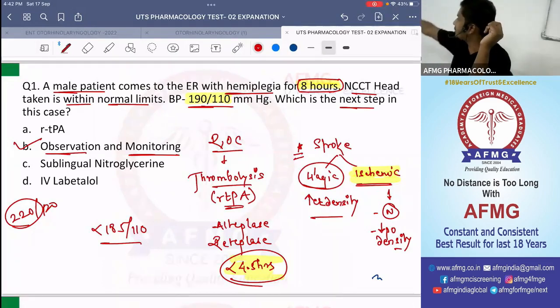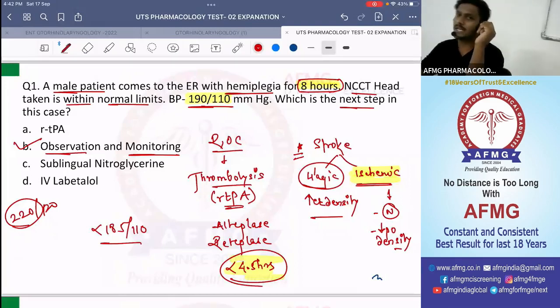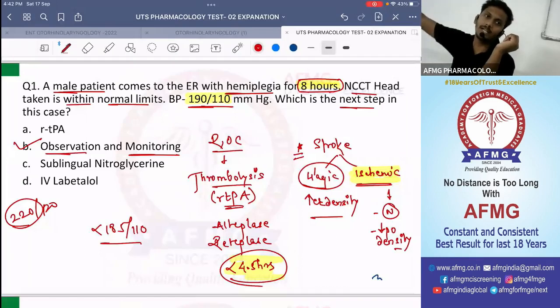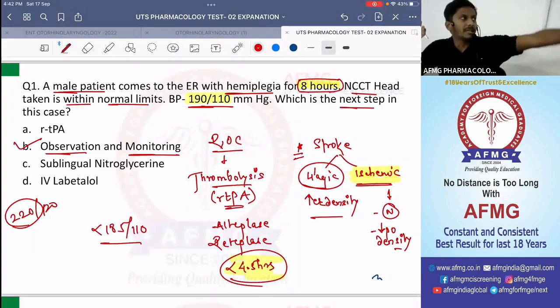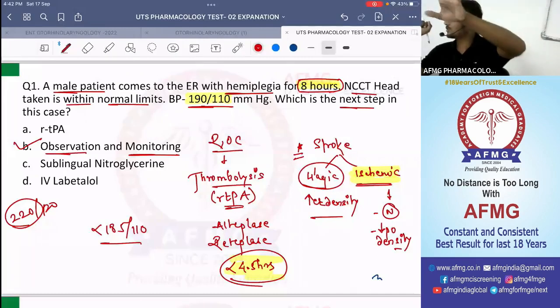And यहाँ पे BP is not exceeding 220 by 120. Therefore, we will not control the BP as a primary measure. No issues with this, anybody? If the BP was exceeding 220, then definitely here our main treatment would have been giving IV Labetalol to this patient, or IV Nicardipine is generally used in case of strokes. No issues with this, anybody?